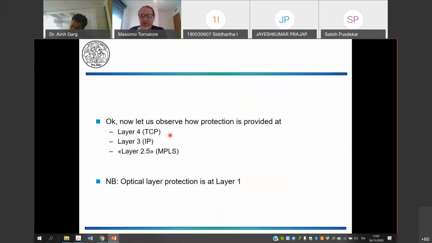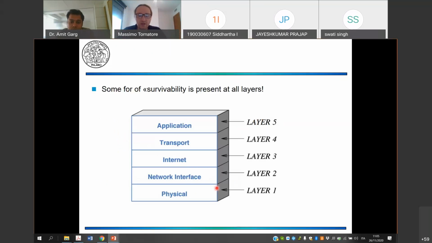Now, let us observe how protection is provided at layer 4 by TCP, at layer 3 by IP, at layer 2.5, people say, MPLS, and at layer 1. We already discussed it at layer 1. So every layer somehow has its own availability and survivability protection approach.